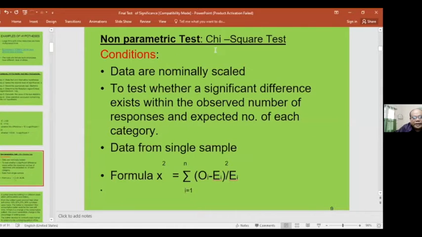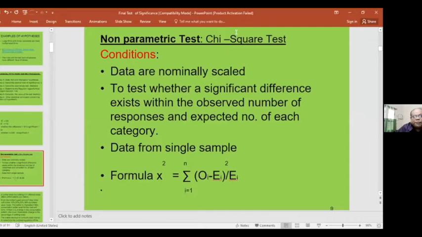Now, non-parametric tests. The chi-square test is applied on data collected on the nominal scale or on a non-metric scale. Non-metric scale means qualitative scale. You have metric scales, and nominal and ordinal scales are called non-metric scales, which are not quantitative in nature. Quantitative data are collected on metric scales, which are the interval scale and ratio scale.